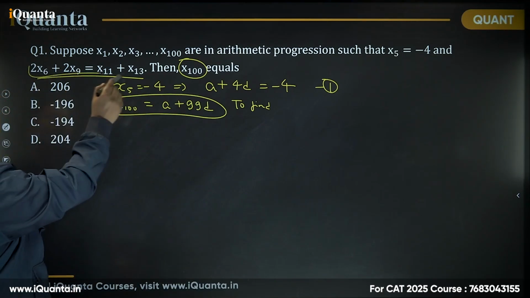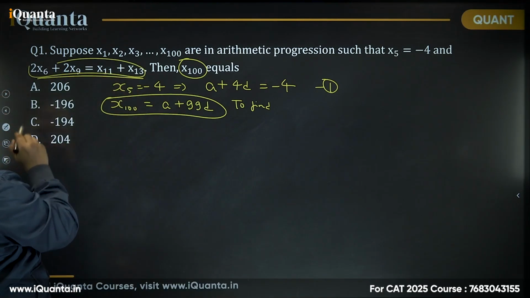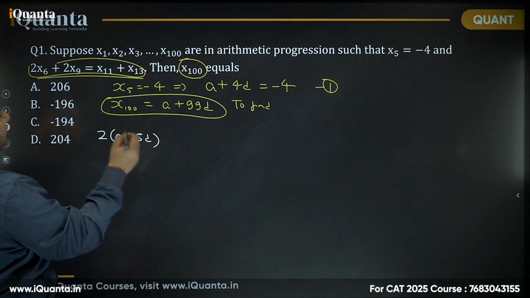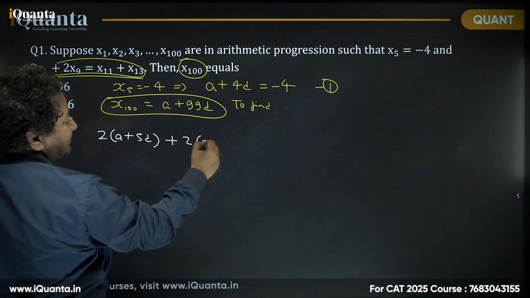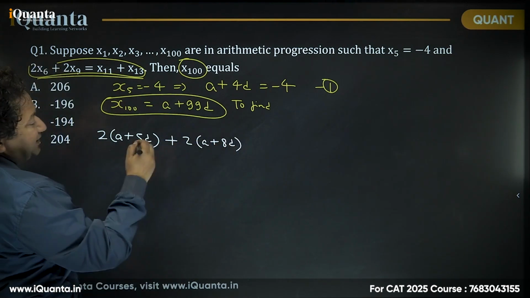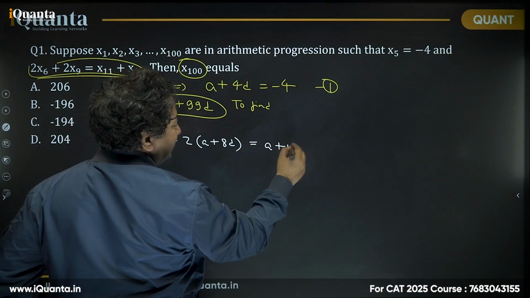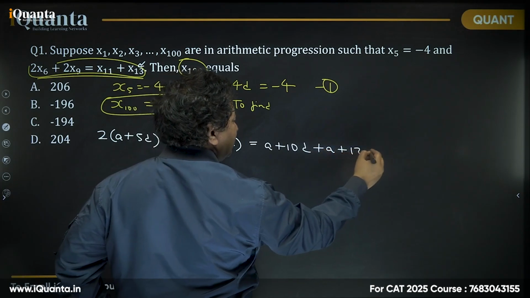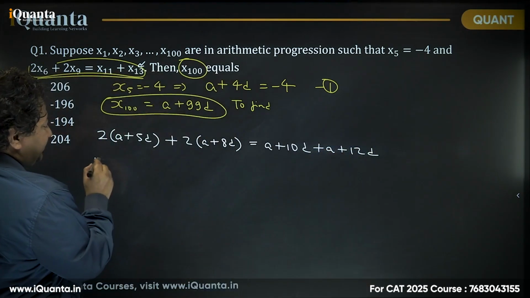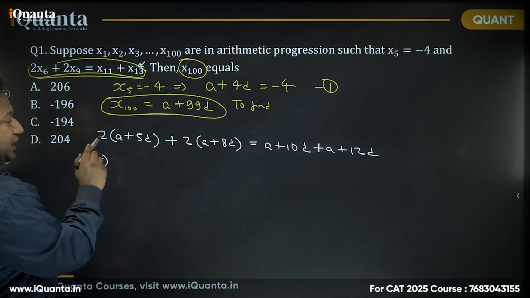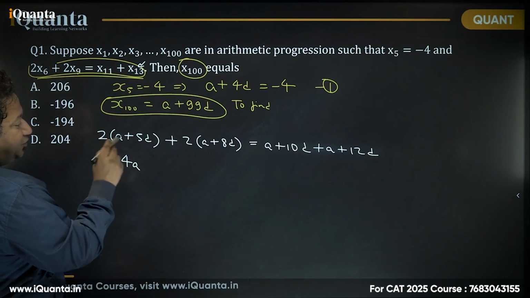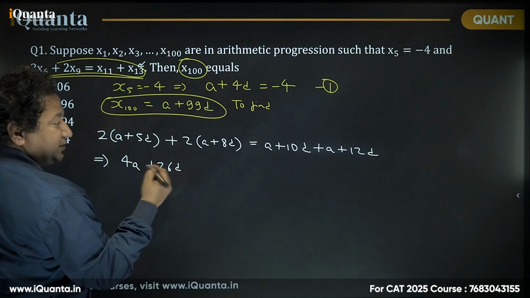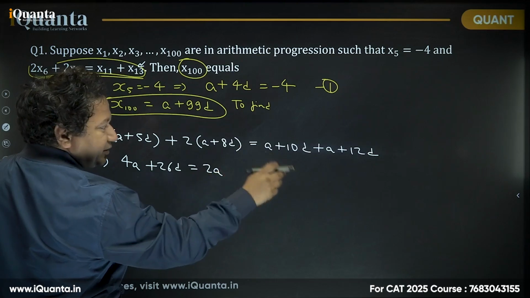So let's put it here. Now if I take 2 times x6, x6 will be a plus 5d, the sixth term, plus 2 times x9, x9 will be a plus 8d. x11 will be a plus 10d, and x13 will be a plus 12d. So far, so good. Let's open the brackets and try to solve. I open this, I get 2a here, that makes it 4a, 2 into 5, 10, 2 into 8, 16, 10 plus 16 is 26, I'll get 26d. On the right hand side, I'll get 2a plus 22d.